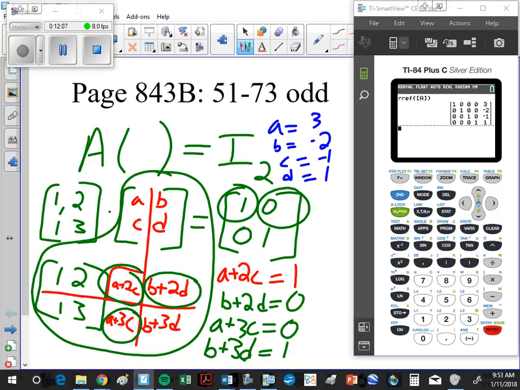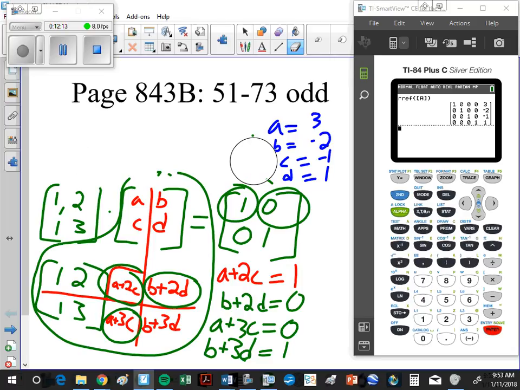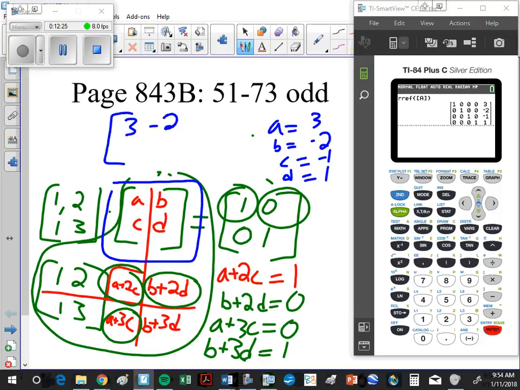So what does that tell me? What was the goal here? I was trying to figure out what the inverse of matrix A looked like. What does it look like? 3, -2, -1, and 1.